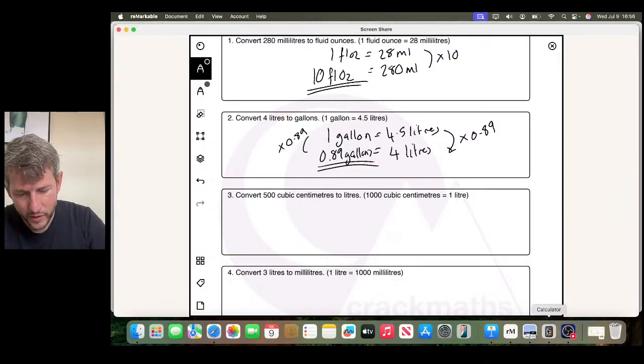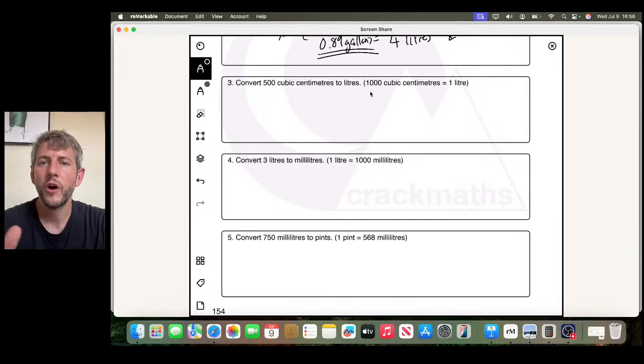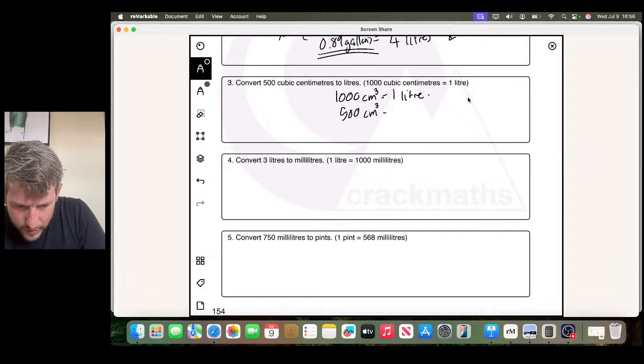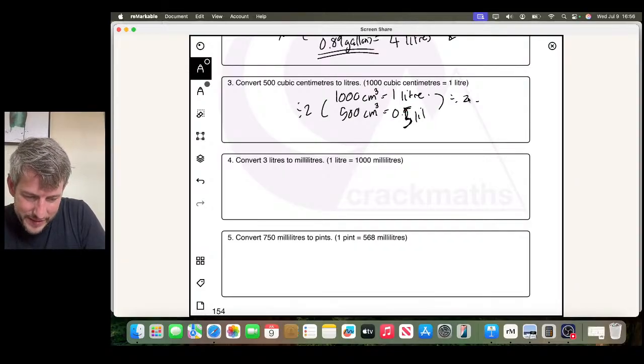Right, let's have a look at question 3. Question 3 says, convert 500 cubic centimetres to litres. So we've got 1,000 cubic centimetres equals 1 litre. Let's write that down. 1,000 cm cubed equals 1 litre. Okay, and then we want 500. Well, I can actually see we've divided this by 2, because I know that 500 is half of 1,000. So if we divide 1 by 2, we get 0.5 litres. Okay.